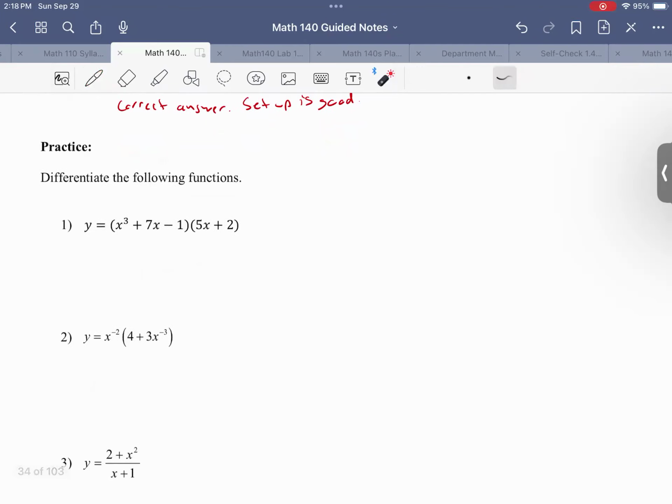So for y, we have y equals (x cubed plus 7x minus 1)(5x plus 2). All right, so we have two functions multiplying each other. We want to find the derivative of this, right? We want to find y prime. We have two functions multiplying each other, so this means we're going to use the product rule.